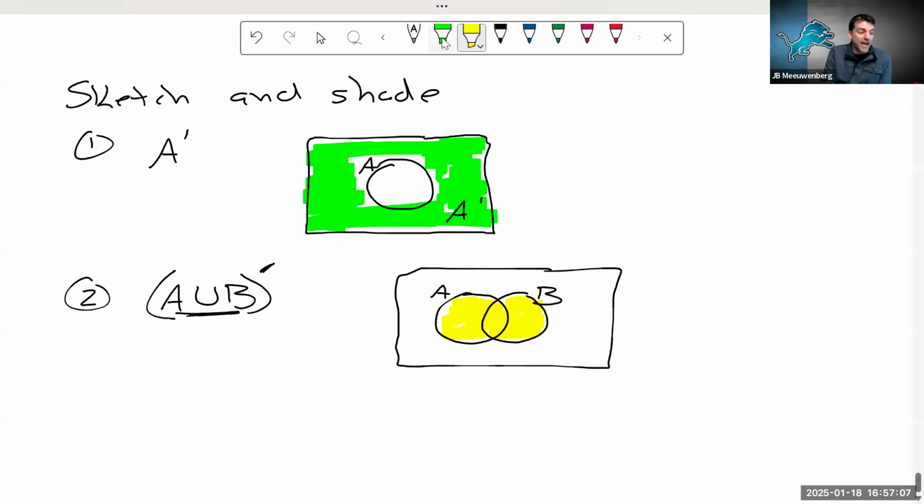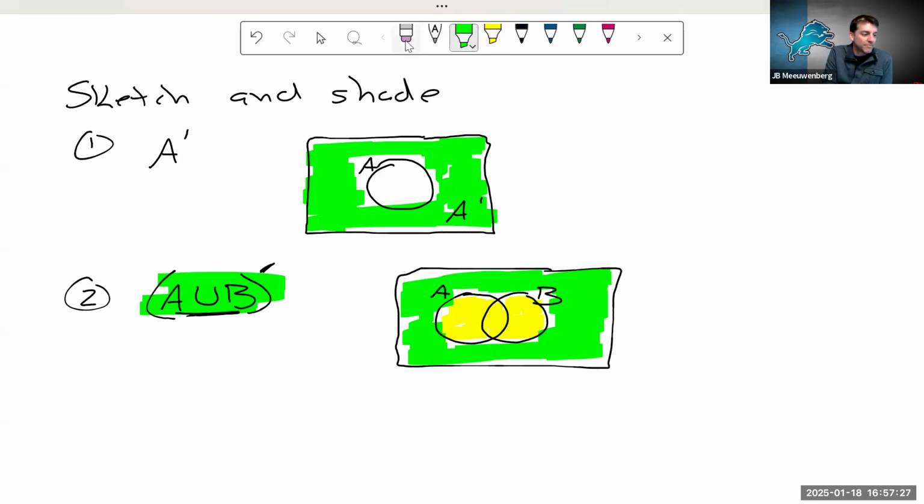The complement of A union B is all of the numbers that are not in there. So it would be everything outside, right? So the green is going to represent the shading that we are looking for to represent this, okay? The complement of A union B would be everything outside there. Maybe I can even, there we go, delete the yellow.